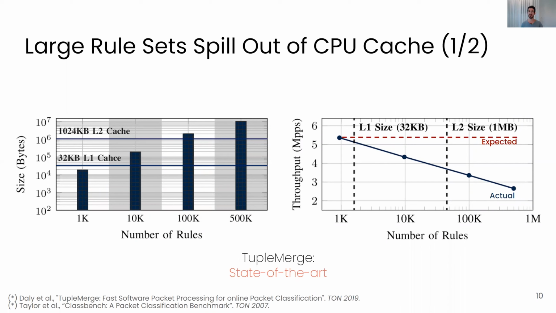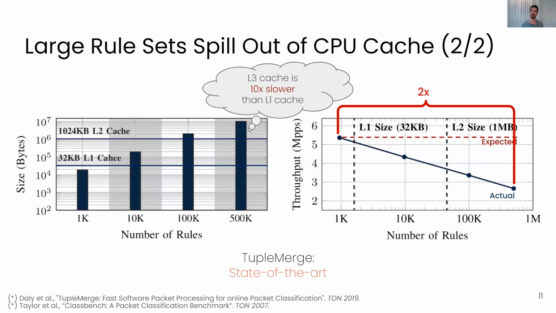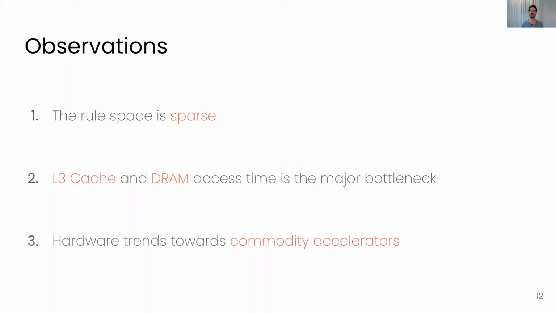By the way, these experiments were performed using the standard ClassBench benchmark for packet classification. Notice the performance drop of the largest classifier, which is the rightmost point in the right graph. It is twice as slow as the smallest classifier. As mentioned before, L3 access time is 10 times slower than L1 access time. We make the following three observations on packet classification.